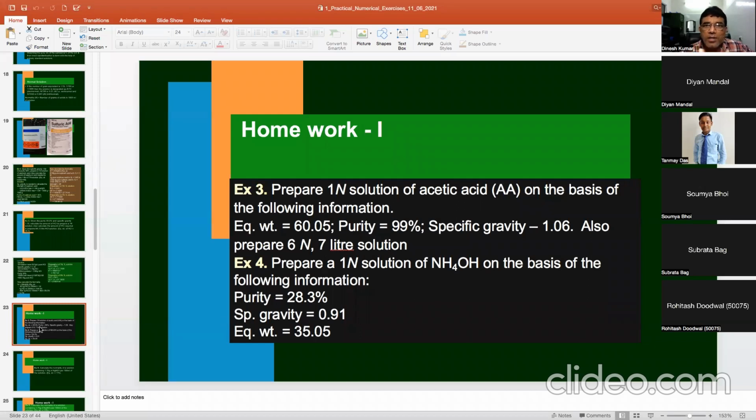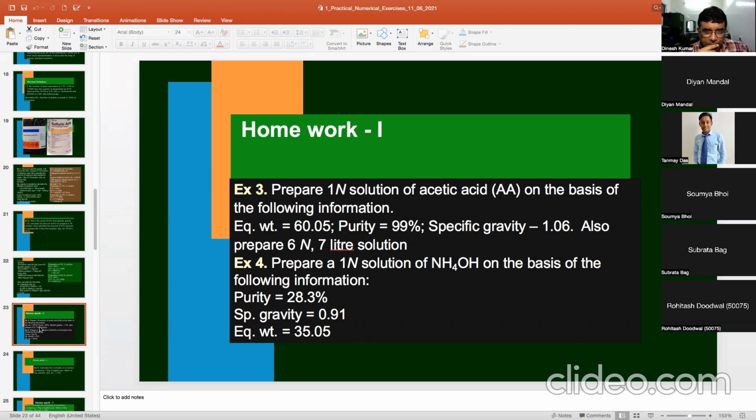If you are interested, you can learn. If you are not interested, nobody is forcing you to learn. But I can facilitate you by providing certain books which have numericals. A variety of numericals are there, and you can solve those numericals which are concerned to us.